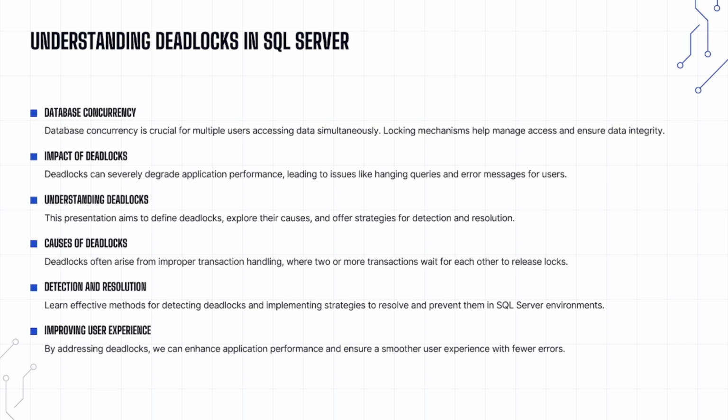Then we discuss the causes of deadlocks. Basically, deadlocks often arise from a specific way in which database operations are grouped and executed, which we call transaction handling. A transaction is a sequence of one or more database actions that are treated as a single unit. Think of it like a recipe. All the steps must be completed in order for the dish to be successful. If these steps aren't managed carefully, it can lead to situations where transactions are waiting for each other to release resources, leading to a deadlock.